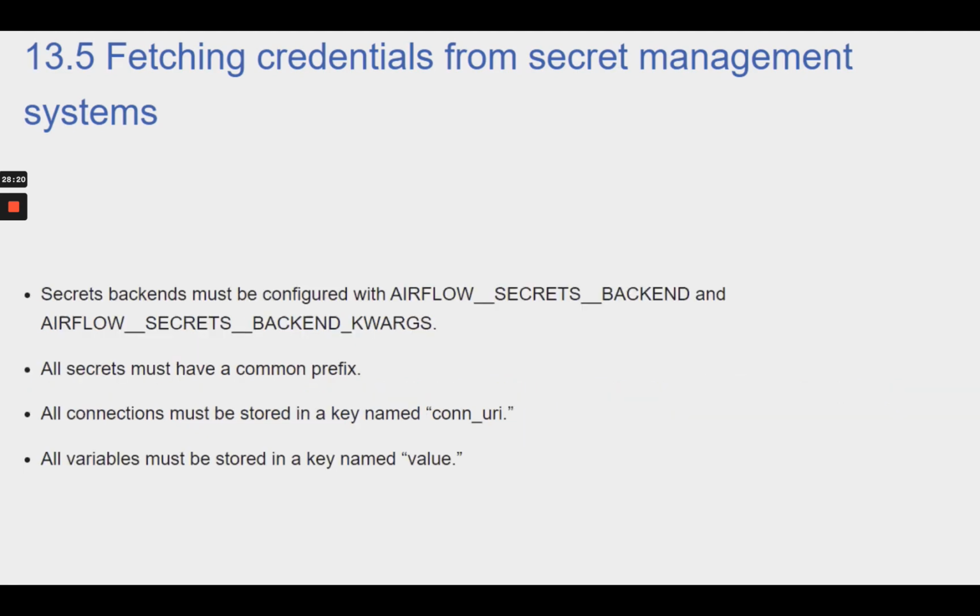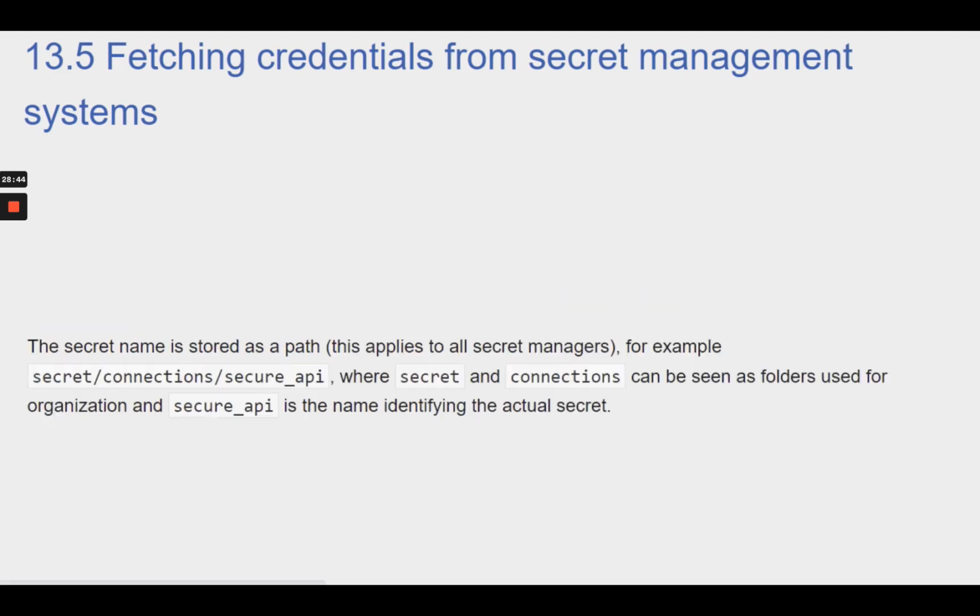Secrets backends must be configured with AIRFLOW__SECRETS__BACKEND and AIRFLOW__SECRETS__BACKEND_KWARGS. All secrets must have a common prefix. All connections must be stored in a key named conn_uri. All variables must be stored in a key named value. The secret name is stored as a path. This applies to all secret managers.